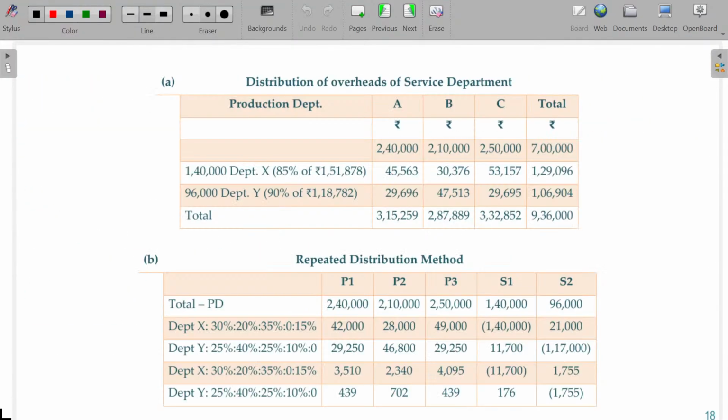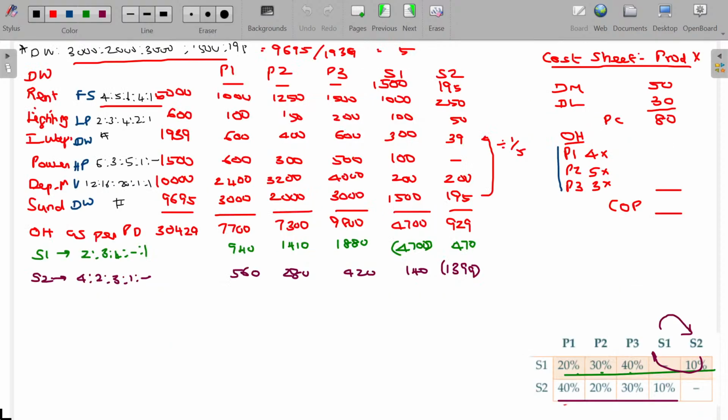Now, in this illustration, we have completed one step of primary distribution, but because of this one step, S1 again has a balance. Redistribute S1 again to the other departments using this ratio 2:3:4, minus 1. This is for S1, right? 150 is now here. So remove this and add to all the departments in this ratio 2:3:4. I think here it is 14, 28, and 42, 56.